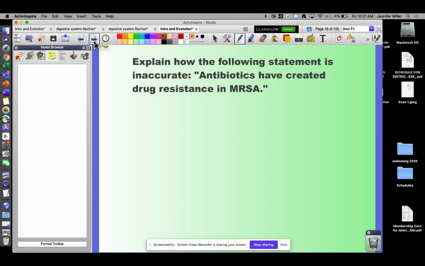We're talking about viruses now anyway with the whole coronavirus. So antibiotics have created drug resistance in bacteria, all right? So in MRSA and things like that. A lot of people will say that the bacteria get used to being around the antibiotics and therefore that's why we're becoming more and more resistant. That is a Lamarck way of saying things.